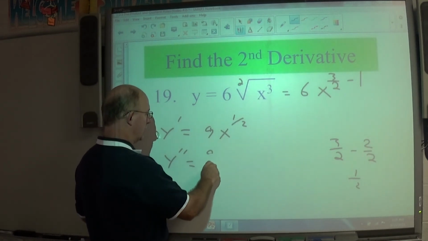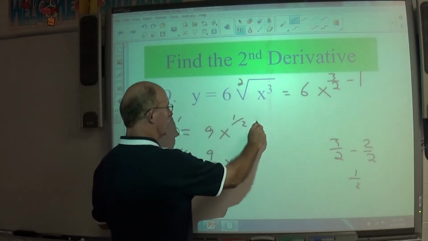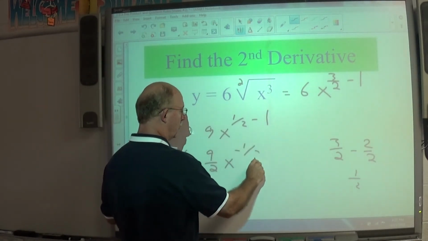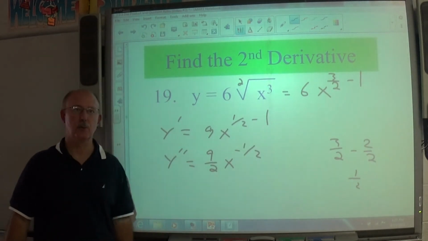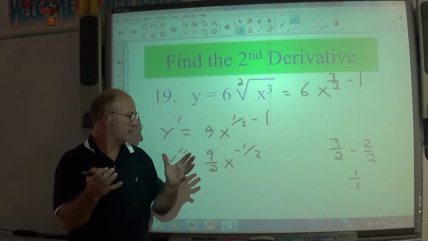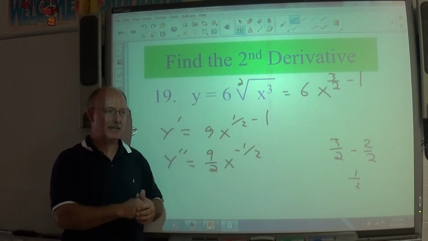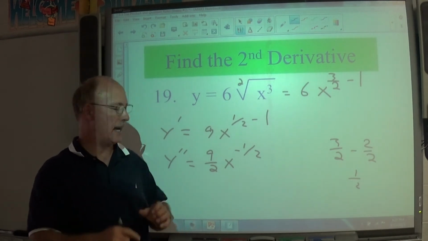1/2 times 9 is 9/2 x. Now you got to subtract 1 from your exponent. 1/2 minus 1 is negative 1/2. That's the second derivative now. So you find the second derivative just like you did the first. You just take the derivative of the derivative. So using the power rule 2 times here.